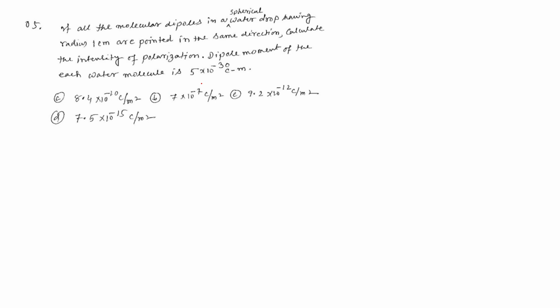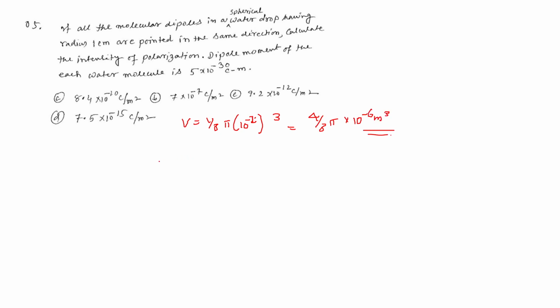If all the molecular dipoles in a spherical water drop having radius 1 centimeter are pointed in the same direction, calculate the intensity of the polarization, and the dipole moment of each water molecule is 5 into 10 to the power minus 30 coulomb meter. Okay, so here also options are given. So first we have to calculate the volume of the water drop, so that it will be V is equal to 4 by 3 pi into 10 to the power minus 2 whole cube. Okay, so it will be 4 by 3 pi into 10 to the power minus 6 meter cube.